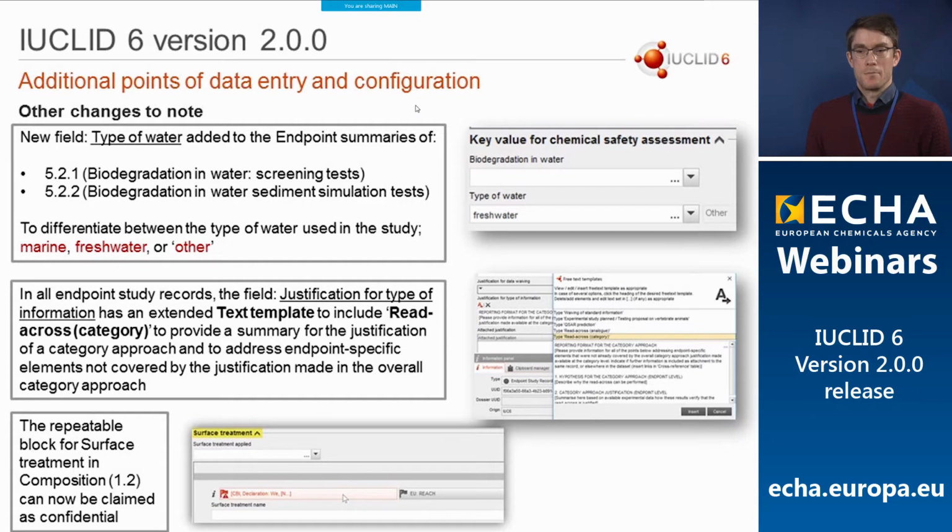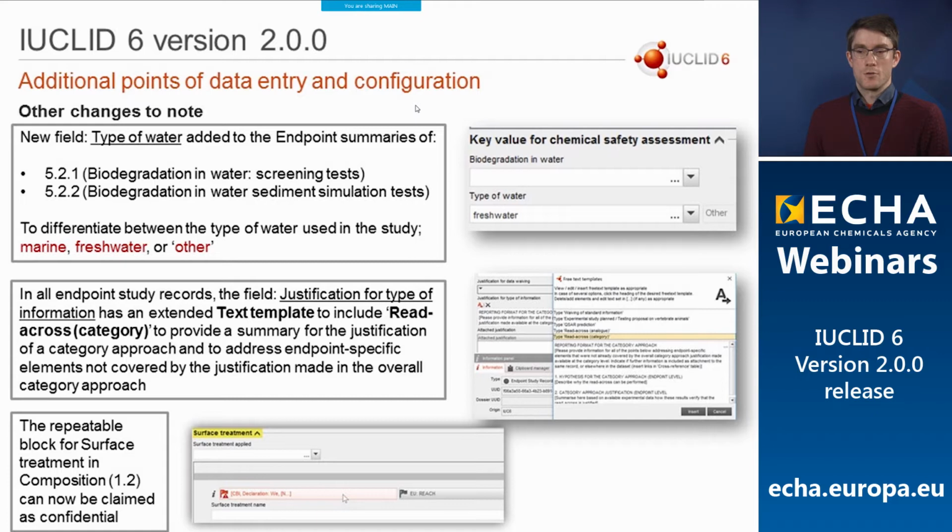A few other points of importance for you to note. In the two endpoint summaries for 5.2.1 and 5.2.2 for biodegradation in water, we've now added a new field called type of water. This now helps you differentiate between the type of water used in the study. So marine, fresh water, or you can choose an other and specify your own. In all endpoint study records, we've also added a new text template to the field justification for type of information. This is called read across category. This is to help you to provide a summary for the justification for your category approach and to address any endpoint specific elements not covered by the justification.